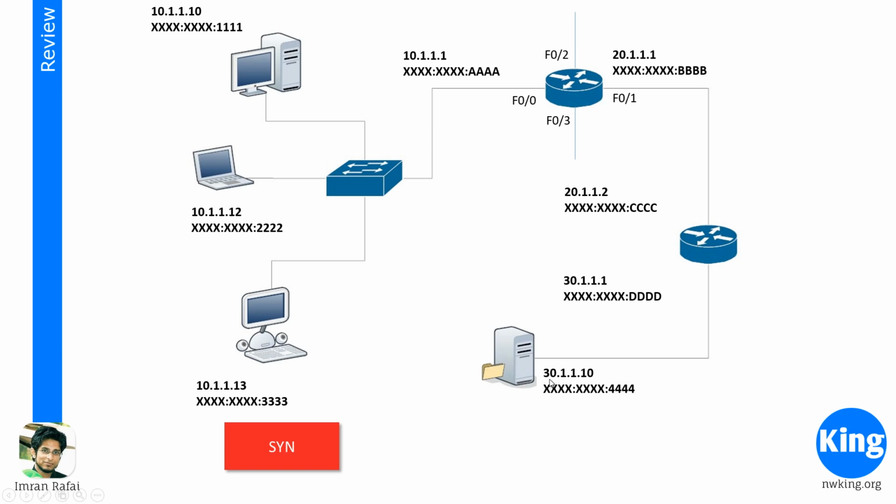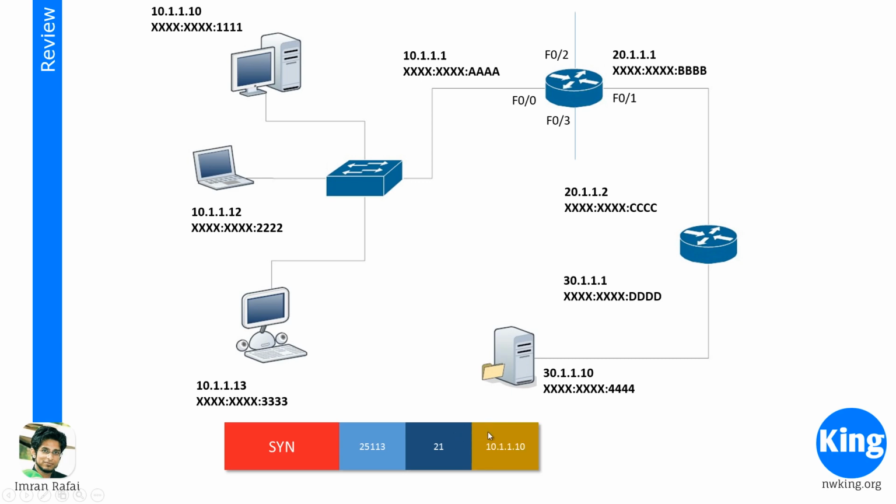The IP address of this device is 30.1.1.10. This device knows that it wants to make a port 21 connection, so it creates a random source port. If you don't know what we're talking about, I would recommend you go back to our previous videos and go through ports, what ports are. So it creates a random source port, and it creates a destination port because it knows it wants to connect to port 21.